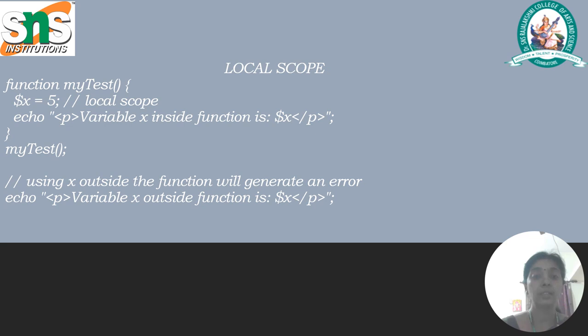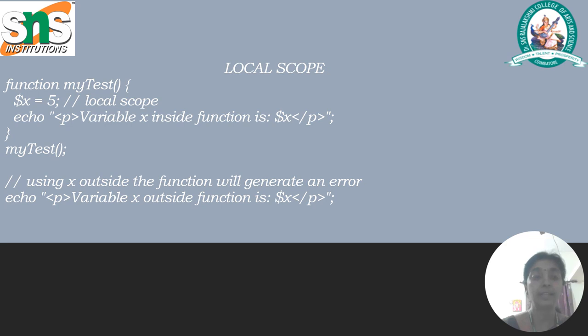Next one is local scope. Here, we are declaring the variable inside the function. Here the function myTest, local scope, x is equal to 5. We are printing variable x inside the function. Next, we are calling that function. Then we are printing variable x outside the function.